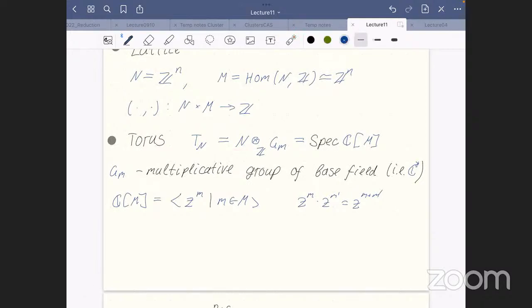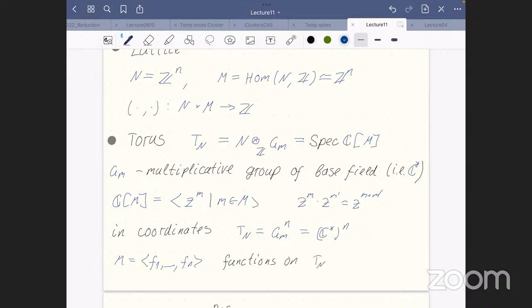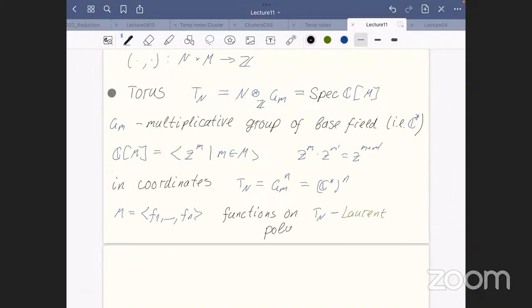If we look at this in coordinates, then T_N is just G_m to the power n, or if you want, C star to the power n. As for functions, if M has some basis f_1, ..., f_n, then functions on T_N are Laurent polynomials in z^{f_1}, ..., z^{f_n}.